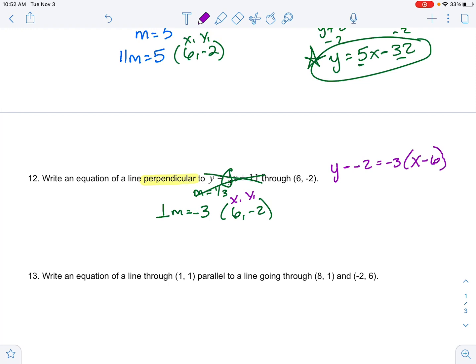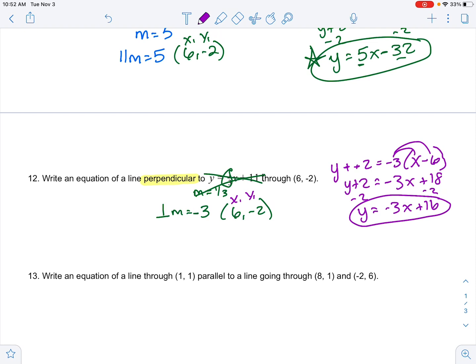Go ahead and solve that down for y. All right, so you should have bam-bammed your 2 to get y plus 2 on the left. And then on the other side, we should have distributed our negative 3 to get negative 3x, and then negative 3 times negative 6 would be plus 18. And then we're going to subtract 2 from each side. So we have y equals negative 3x plus 16.